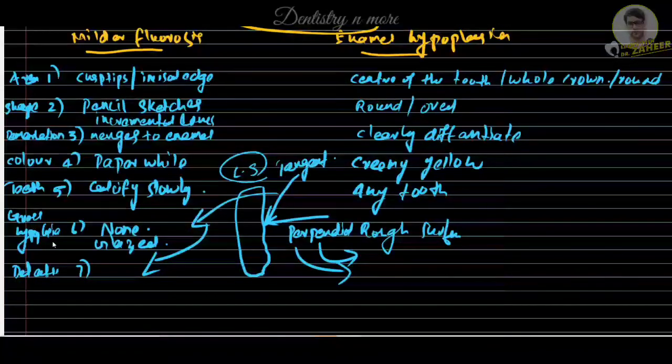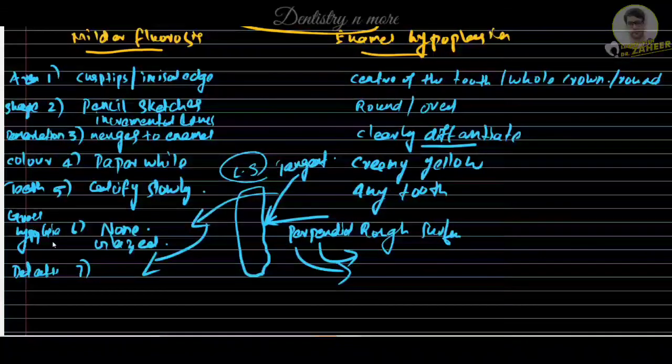In enamel hypoplasia, the round oval shaped white areas are mostly on the center of the tooth or the whole of the crown, and you can easily differentiate between the white areas and surrounding normal enamel. The color will be more like creamy yellow, and it can affect any tooth. The light projecting towards the crown should be perpendicular to the tooth surface.